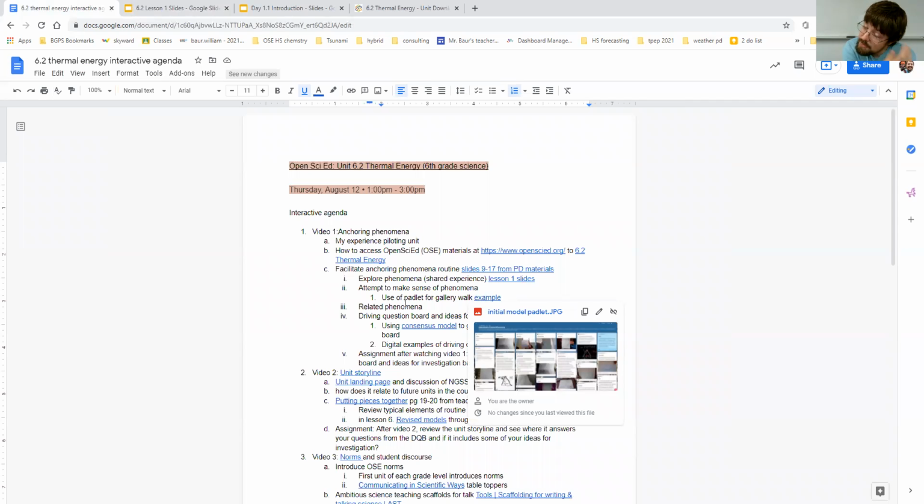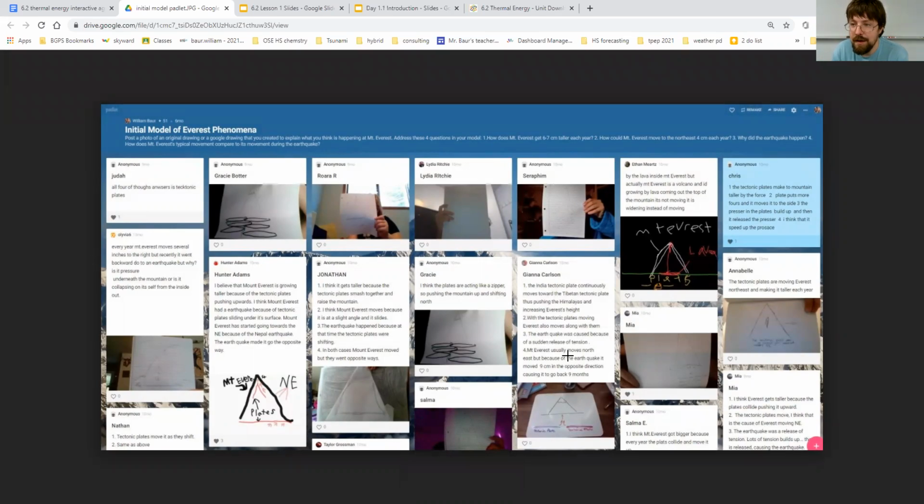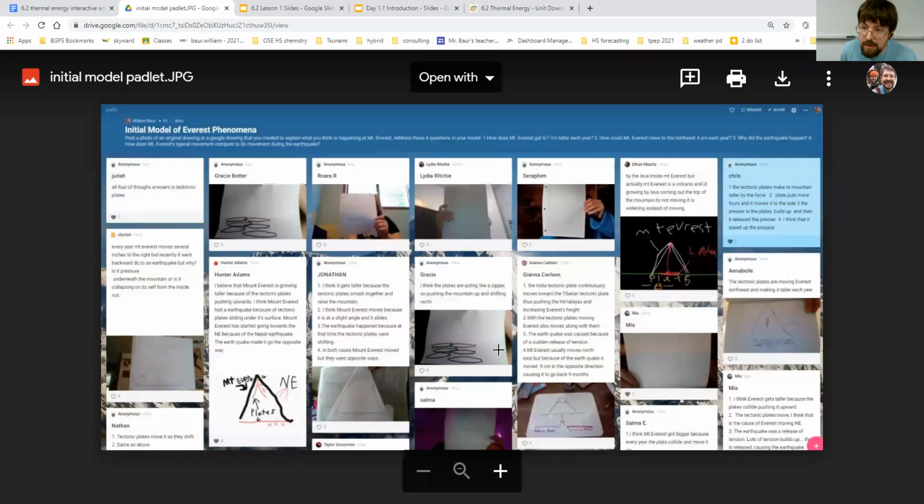One thing I used, especially this last year when I was teaching remotely for a large part of the year, was technology to facilitate this. Instead of having posters all over my classroom, I used a couple of different apps, like for the anchoring phenomena routine. This is a different unit, another one in 6th grade, about Mount Everest and earthquakes. I had students post on Padlet a picture and an explanation of why they think the mountain is moving, how the earthquake happened, and they write their explanation.